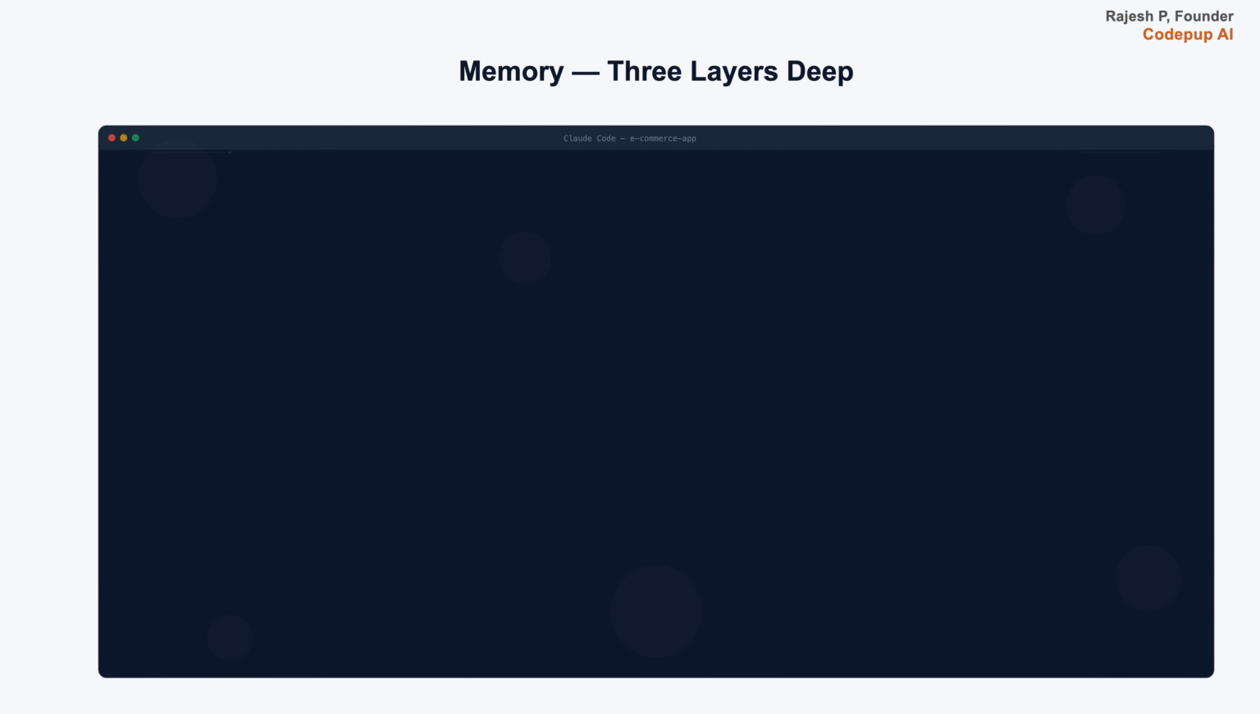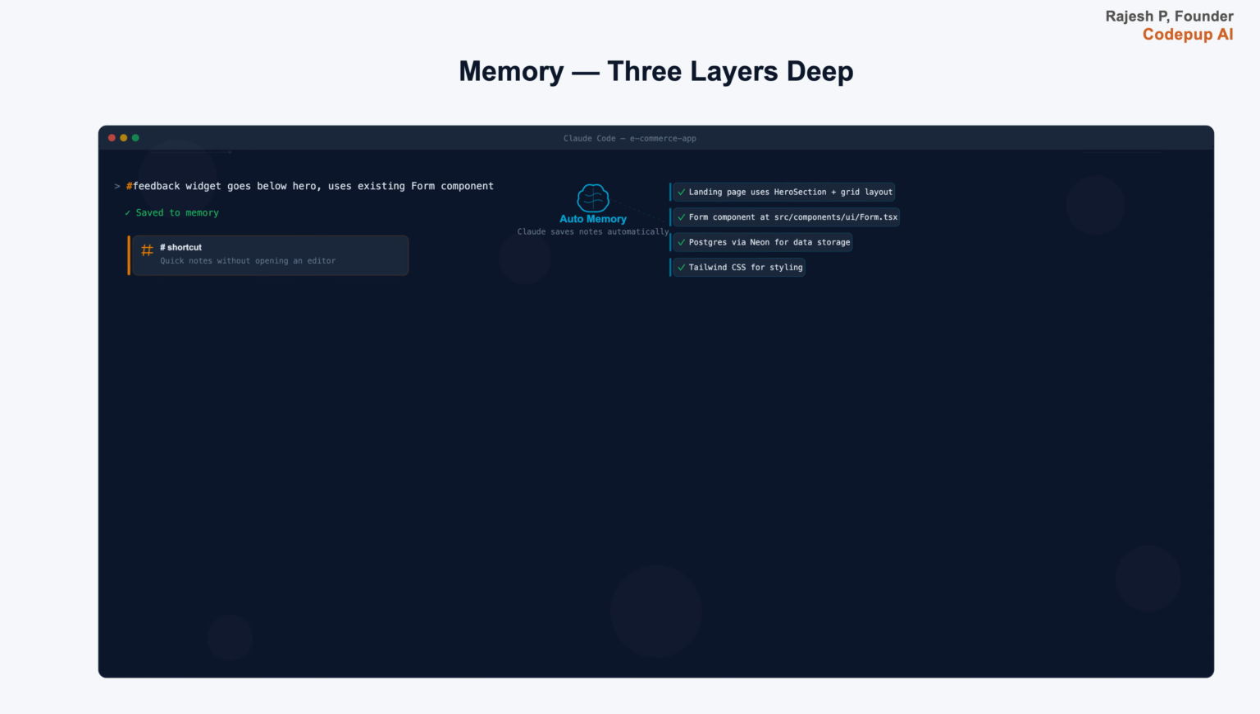In video 2, we set up Claude MD, your project's brain. /memory lets you edit it without leaving your conversation. But here's what's changed since then. Claude Code now has auto memory. As you work, Claude automatically saves important things it learns about your project. You don't have to do anything. It just builds up context over time.